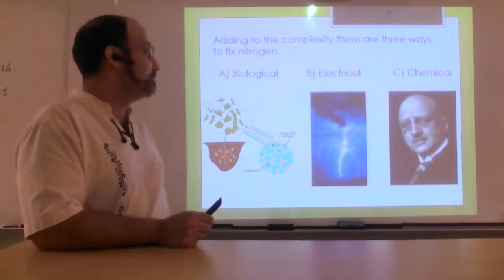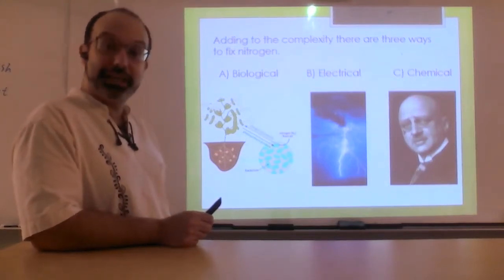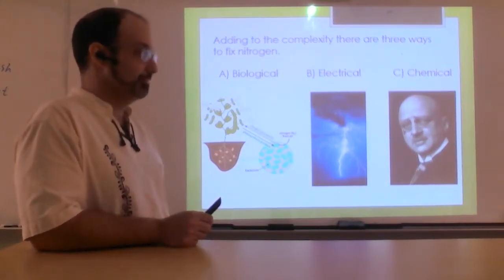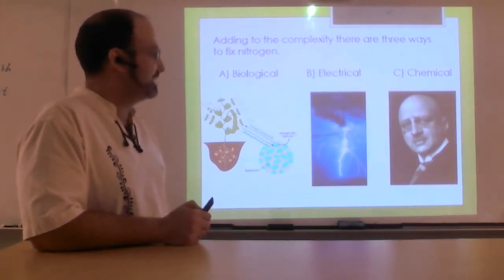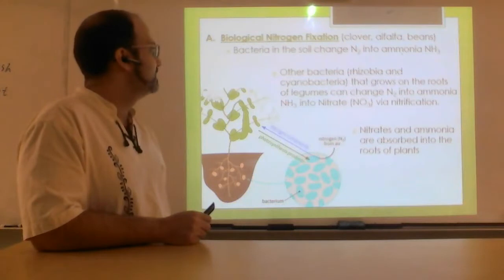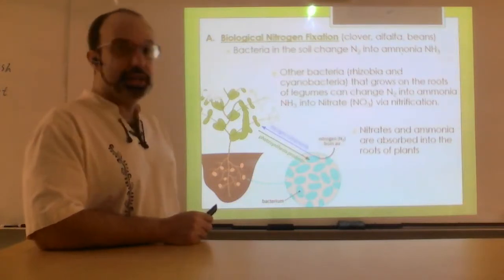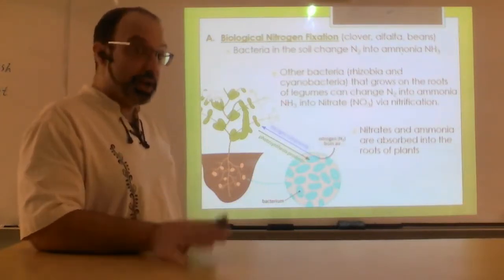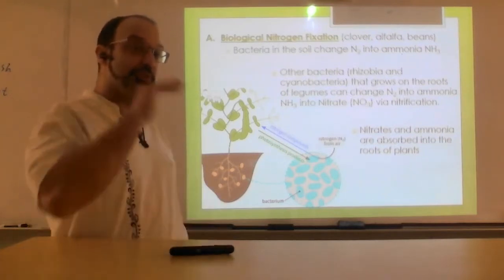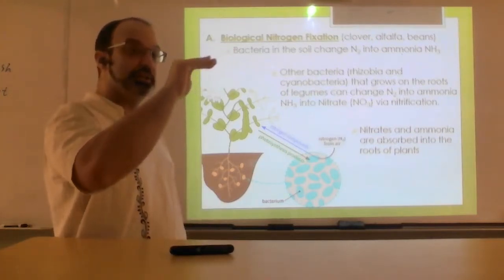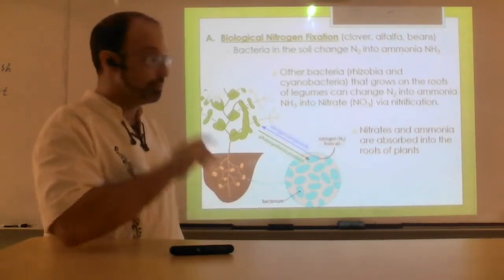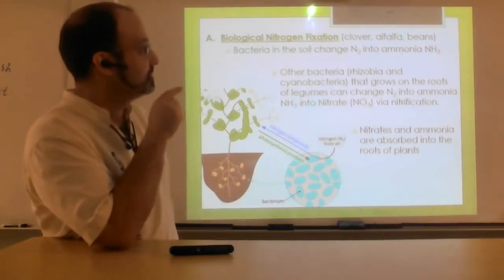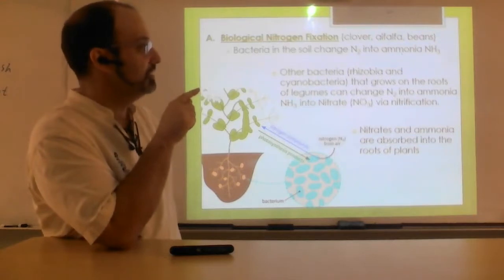The first one is biological, the second one is electrical, and the third one is chemical. Each of these pictures represents that. We'll see what each one is in just a second. Let's take a look at biological first. So biological nitrogen fixation. Remember, nitrogen fixation is going from nitrogen in the air down into the soil. What does that mean? Bacteria in the soil change the nitrogen to ammonia.